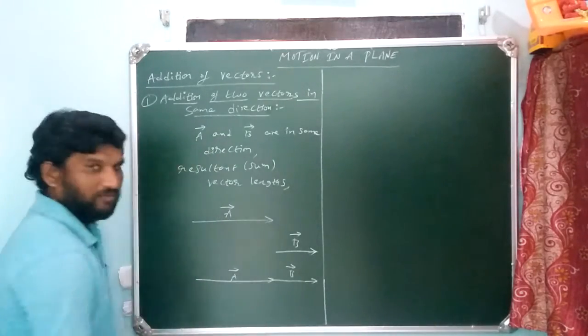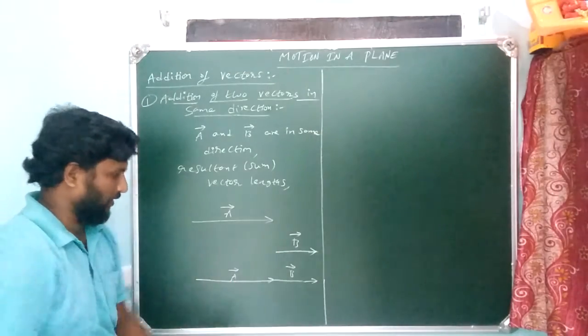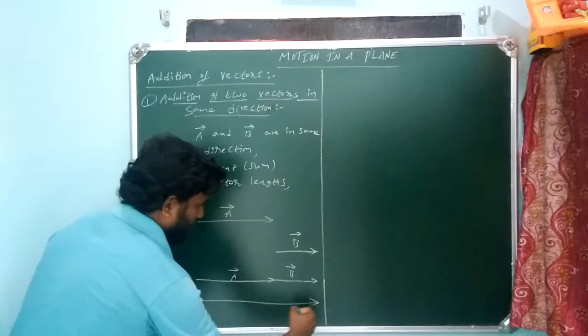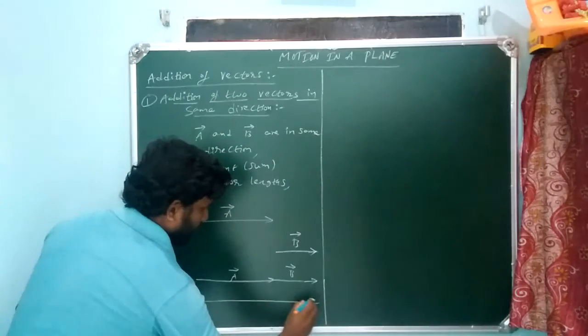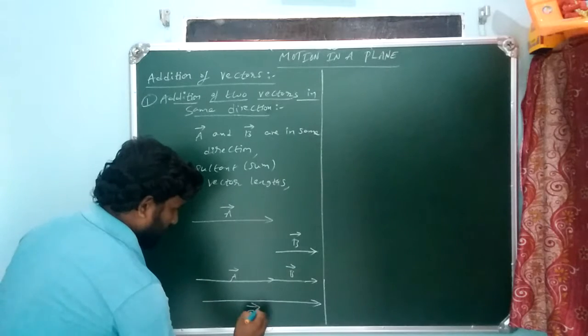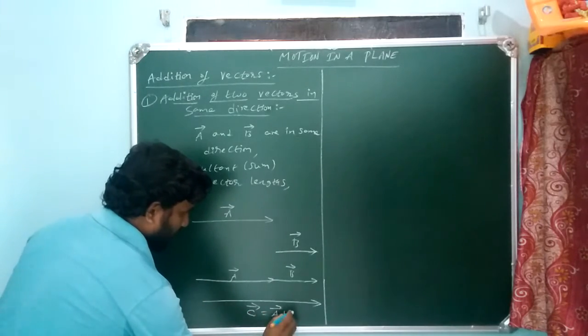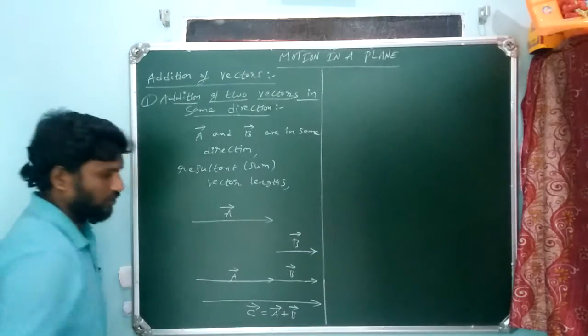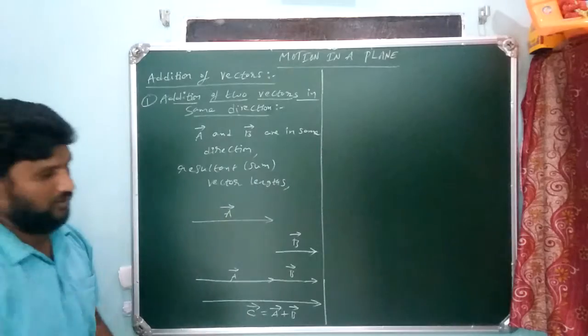We are adding the vector lengths. A bar vector length and b bar vector length we are joining. Then we are getting the resultant vector, that is c bar. Here this is the resultant vector. That resultant vector c bar is equal to a bar plus b bar here. Okay, like this we are going to add two vectors in the same direction.